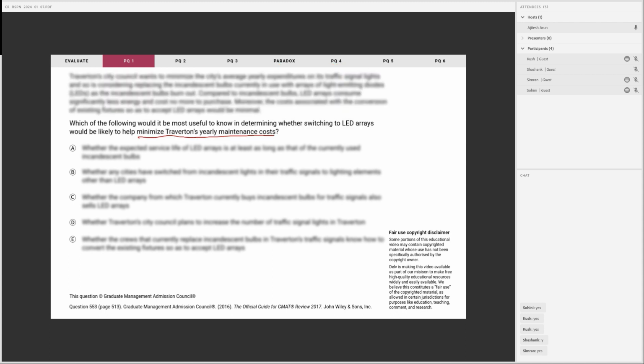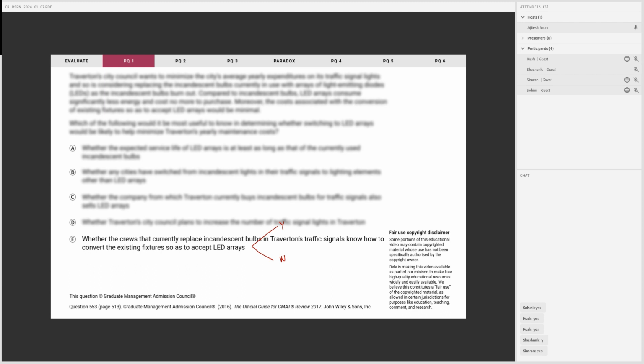And one more thing we should look at is this conversion of the fixtures to accept LED arrays. It seems like a one-time kind of cost, whereas the question is more about the yearly maintenance costs. Now, you're not going to convert the fixtures from incandescent to LED every year, right? So it really seems as if option E, or the information that option E would give us, is not going to be particularly useful.